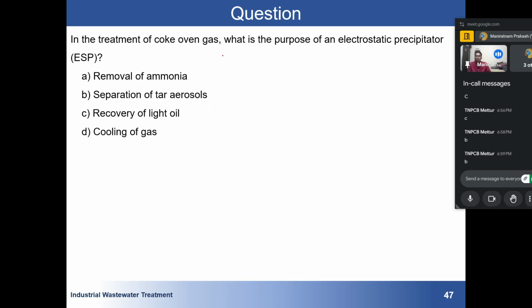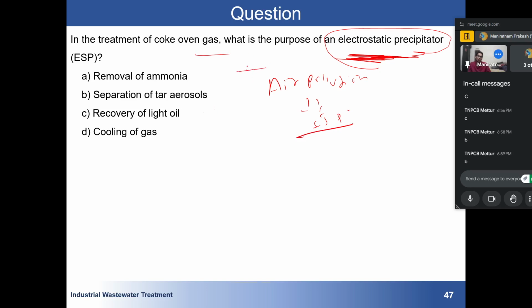In the treatment of coke oven gas, what is the purpose of the electrostatic precipitator? If you have ever read the air pollution topic, this is especially discussed there. So this same ESP is used here also. So what is its purpose?